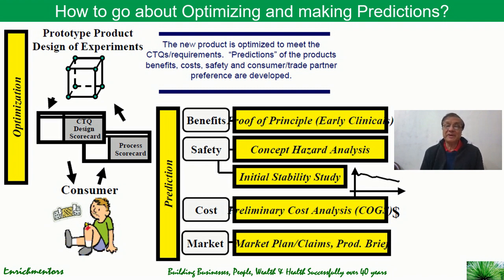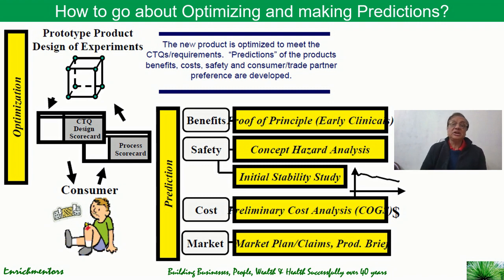What we need to optimize now is the cost, and there could be other relevant parameters like safety and market plan that we will predict separately in the next section. If there is a safety performance issue, then we need to do concept hazard analysis and stability studies of the product in this phase, to predict whether the prototype that we are developing will have the required stability and would offer hazard within permissible limits. So that's what we're going to do.